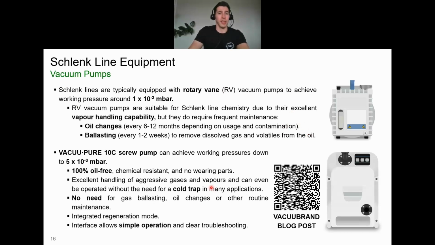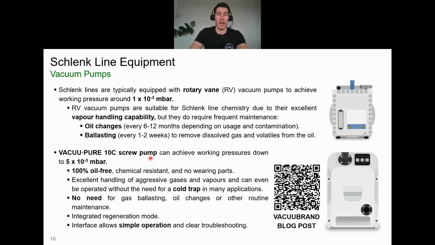Now, something that's fairly new on the scene when it comes to vacuum pumps, and especially Schlenk line chemistry, is VacuBrand's VacuPure 10C screw pump. What's amazing about these is that they're 100% oil-free while still being chemical resistant and having no wearing parts. They can still achieve working pressures down to 5 × 10⁻³ millibar, so in the same range that we expect from rotary vane pumps and that we need on a day-to-day basis for Schlenk line chemistry.